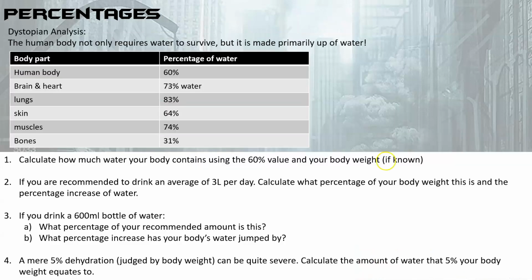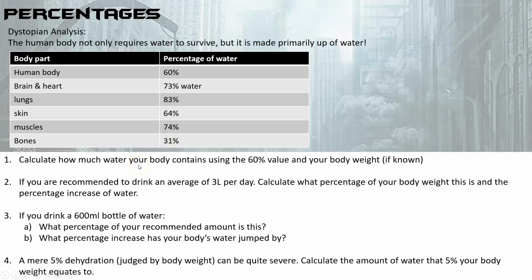Going back to our dystopian future analysis, the human body not only requires water to survive, but it is primarily made up of water. This is a table I got from the internet where we're looking at the percentage of water for the average part of the body. So on average, 60% of the human body is water. The brain and heart is 73%. The lungs are 83%. Skin is 64%. Muscles are 74%. And the bones are 31%.